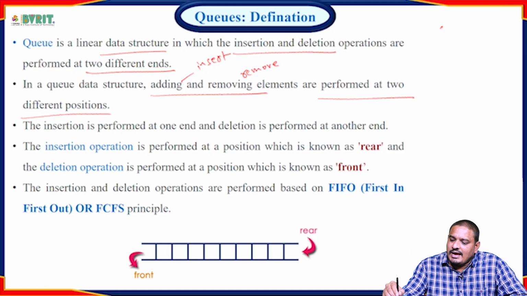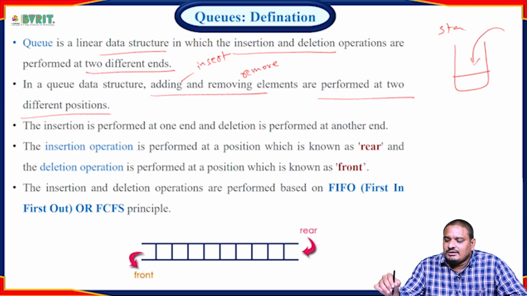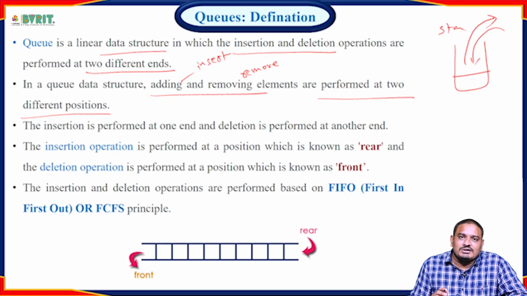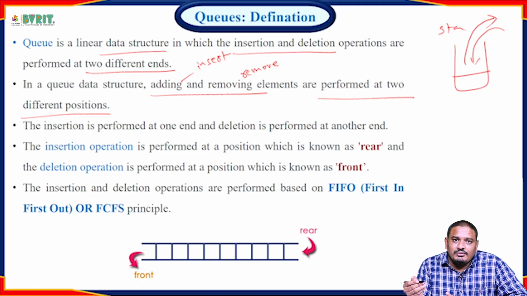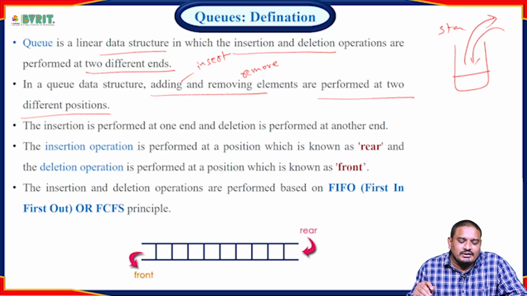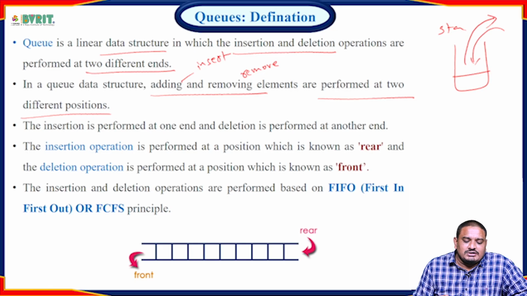Actually, in the stack, we can insert the elements only at one end, and we can remove the elements from the same end. That means we insert the element at the same end and delete the element from the stack at the same end. But in the queues concept, we can insert the element at one end and delete the element from the other end. That is the queues concept.